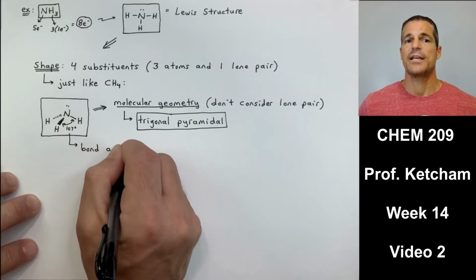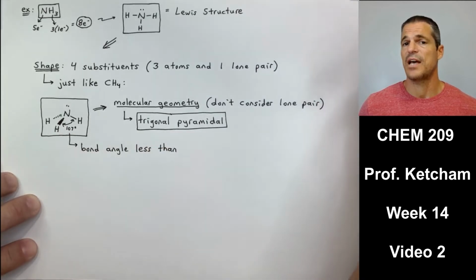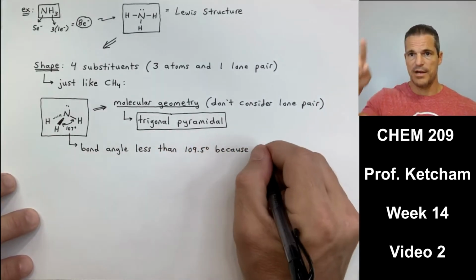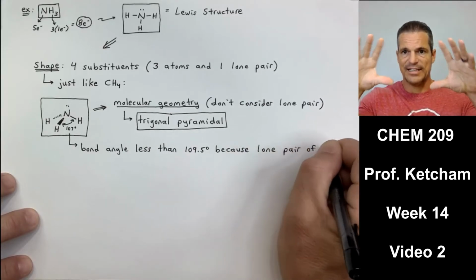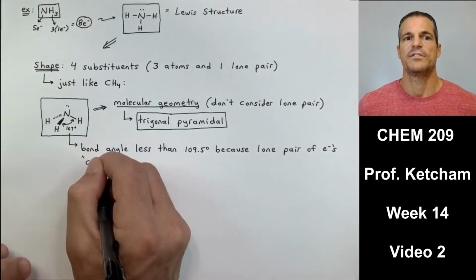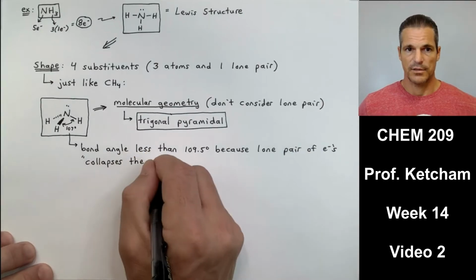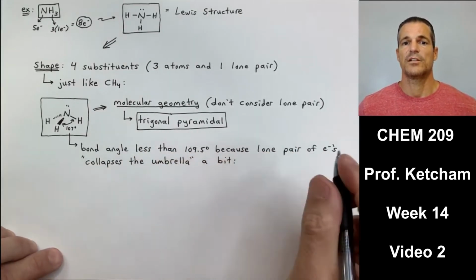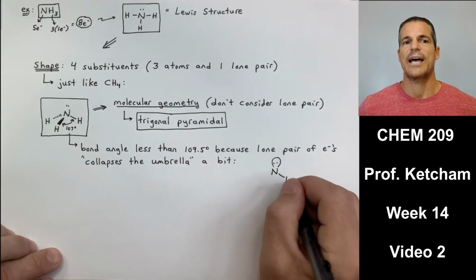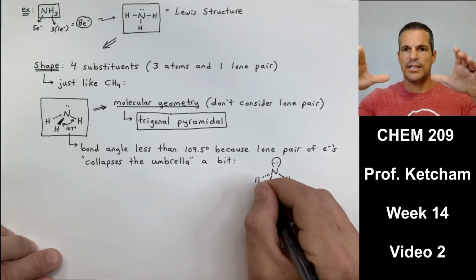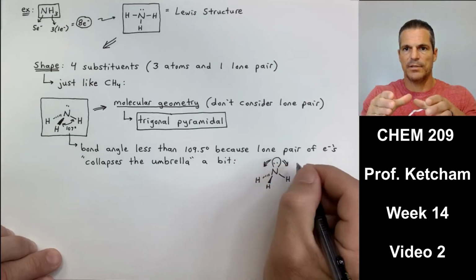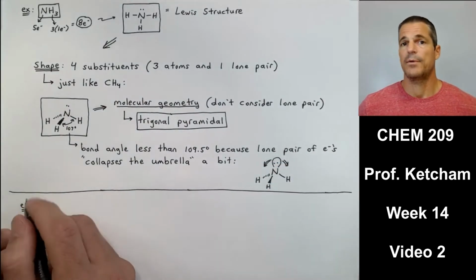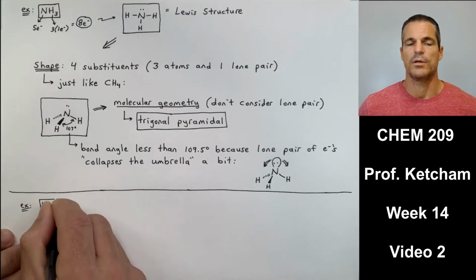All right, the bond angle here is a little smaller. It's not 109.5, it's 107. That's because the lone pair up there is kind of like a cloud, and it's going to collapse the umbrella of those HNH bonds. So the bond angle is less than 109.5 because the lone pair of electrons collapses the umbrella a bit. It's kind of like taking a tripod of a camera and closing it up a little bit to make the thing taller. All right, third example on VSEPR theory is H2O.